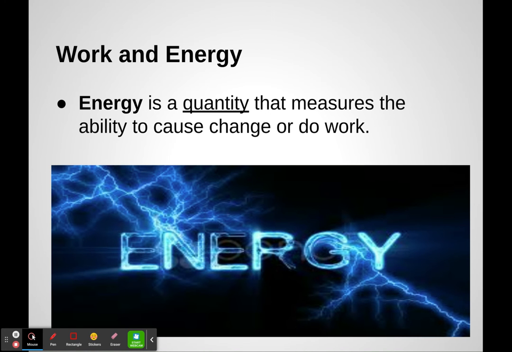Again, this is a term that we've seen before. Energy is a quantity that measures the ability to cause change or do work. There's that term work that we're going to be discussing. So energy is what allows us to cause change.